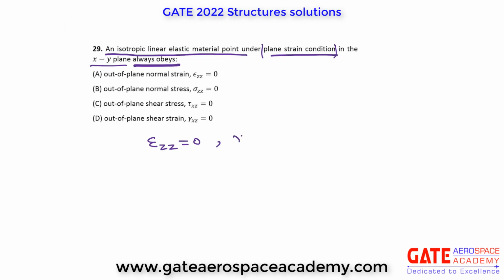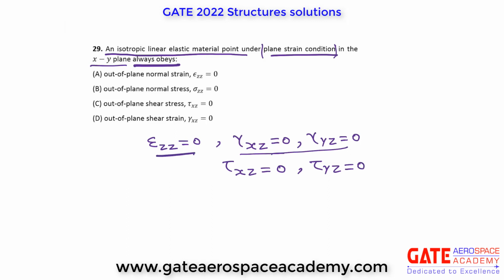Shear strain xz is also equal to 0. Shear strain yz is equal to 0, and because it is isotropic material, tau xz will also be equal to 0, because tau xz is equal to G into gamma xz. So it is 0. Similarly, tau yz will also be equal to 0. Linear strain, shear strain 0, shear stress 0.